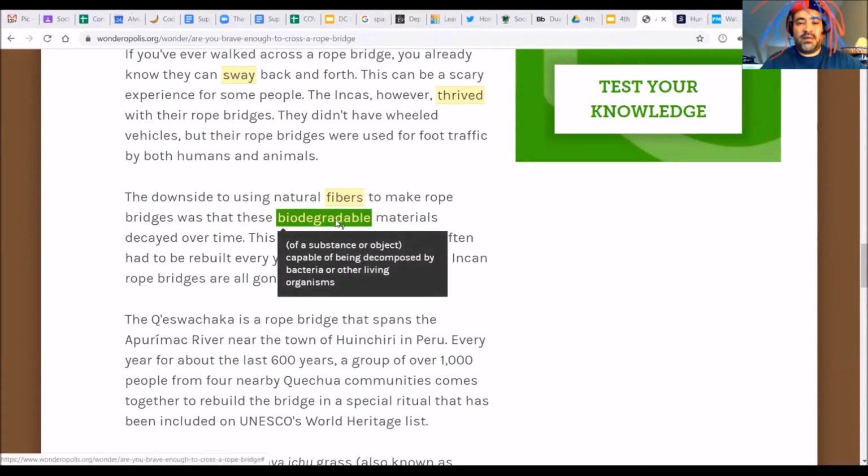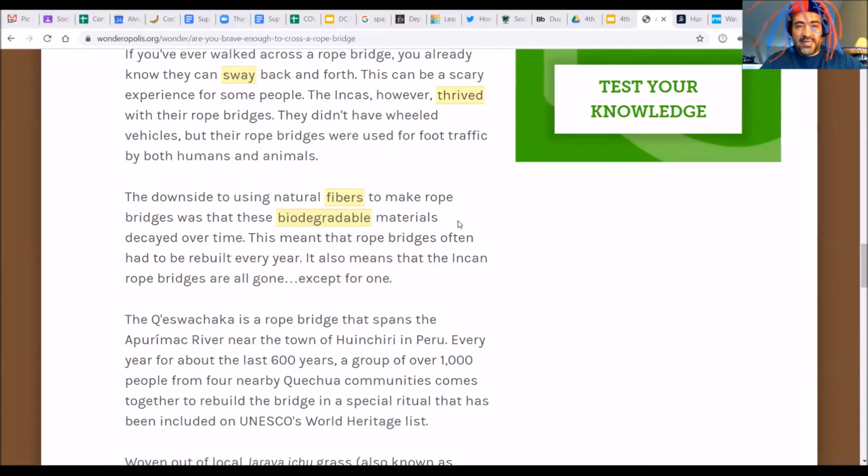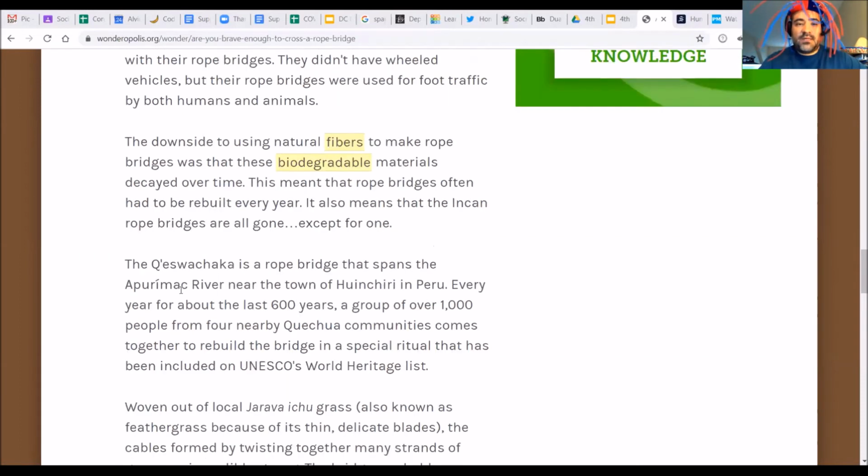The downside of using natural fibers to make rope bridges was that these materials are biodegradable, and that means capable of being decomposed by bacteria. In other words, they didn't last very long. They decayed over time. This meant that rope bridges often had to be rebuilt every year. It means that the Incas' rope bridges are all gone, except for one.